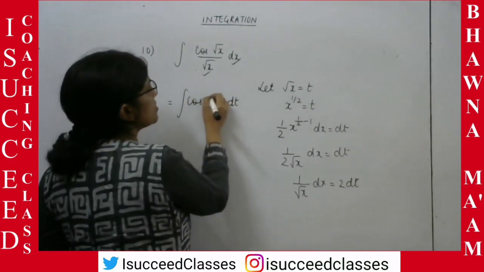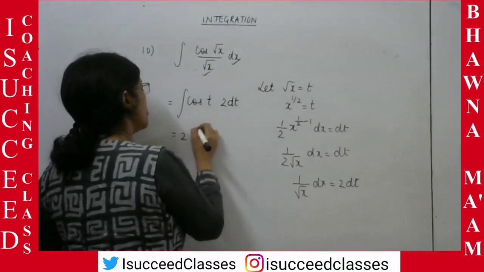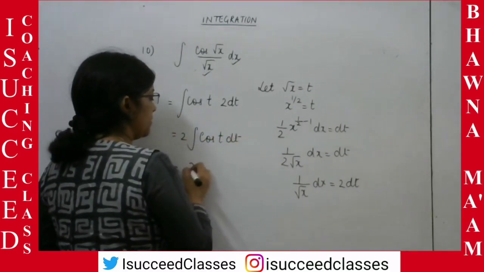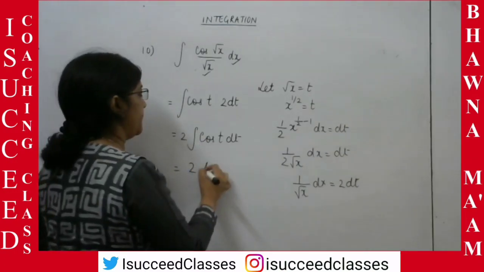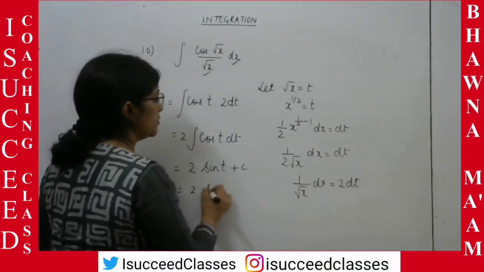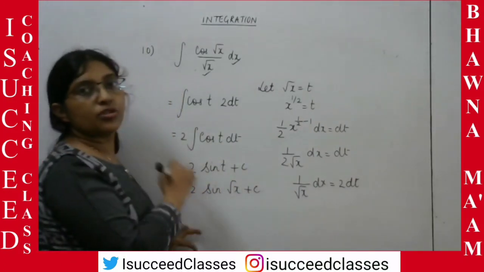This is cos t root x substitution. Okay, so 2 goes out, integration of cos t, sine, and plus c. What is t? Root x, and that brings you to the answer.